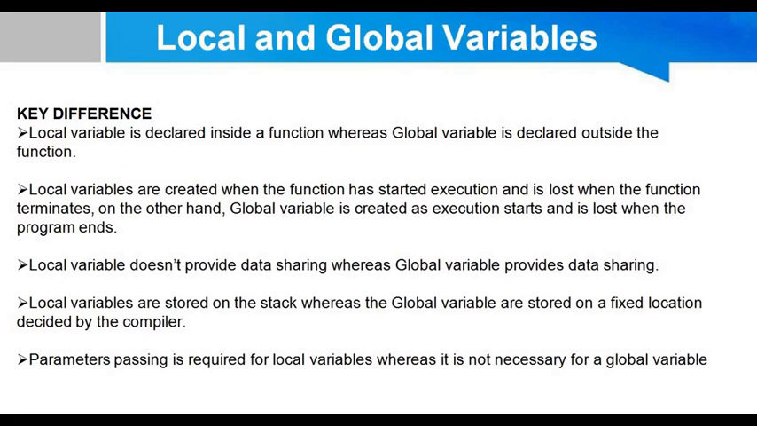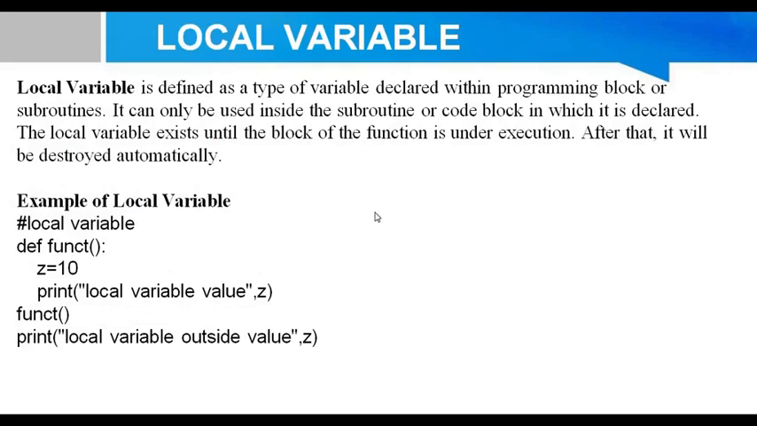So here are some differences. Let's understand these two concepts, that is local and global, by an example. So first of all, I have a local variable. What is a local variable? It is defined as a type of variable declared within a programming block or subroutine, within the function. It can only be used inside the code block in which it is declared.